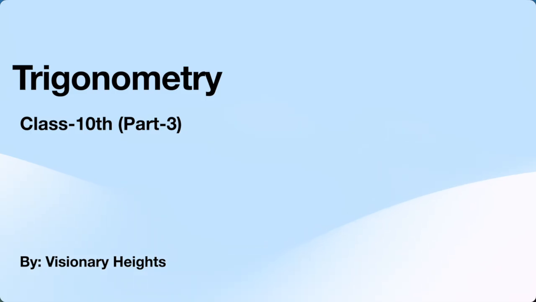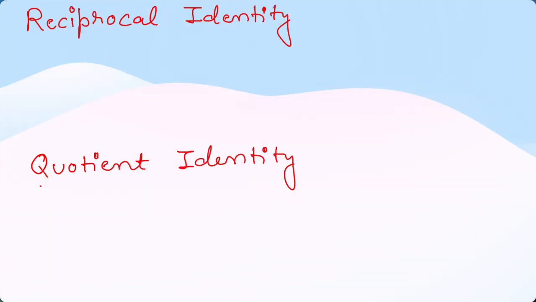Today in the trigonometric series for grade 10th, we're going to start our part 3rd. If you're new to the channel or haven't seen the earlier part, I would recommend you to check them first. In the last part, we learned about two things. One was the reciprocal identity and another one was the quotient identity.